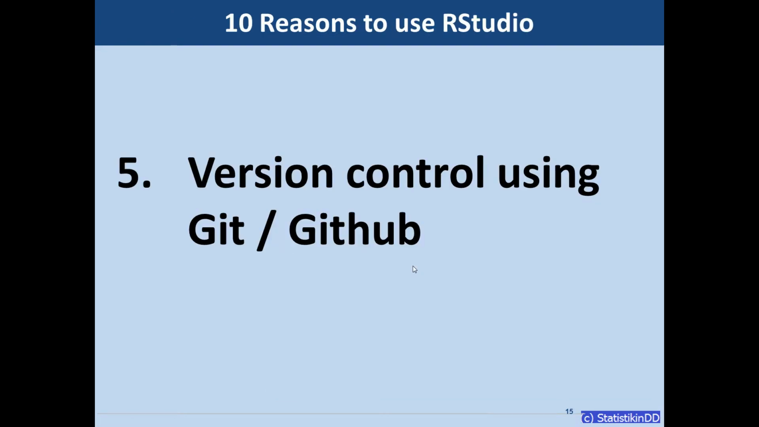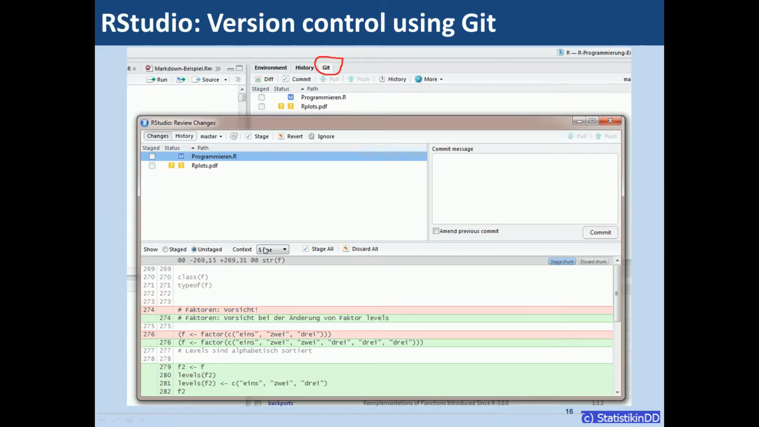The next reason to use RStudio is the version control system. You can use Git or GitHub. Now, GitHub is a website. If you don't want to put your files on a website, you can also use Git, but you must have installed it on your local machine, and then you can use Git on a local folder.